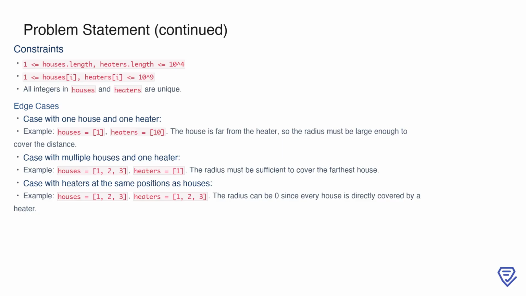As for edge cases, consider a single house at position 1 and a heater far away at position 10. Here, the radius must be large enough to bridge that gap. Another scenario is when there are multiple houses but just one heater, where the radius must cover the farthest house. Lastly, if heaters are placed exactly at the positions of houses, the required radius could be 0 because each house is already directly heated. These cases demonstrate the variety of situations your solution needs to handle efficiently.